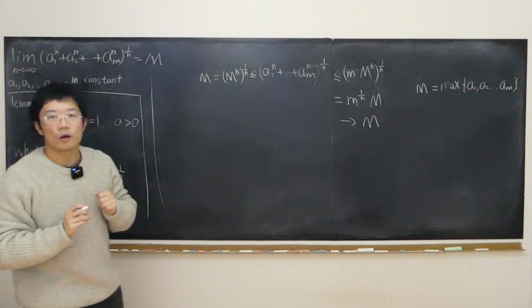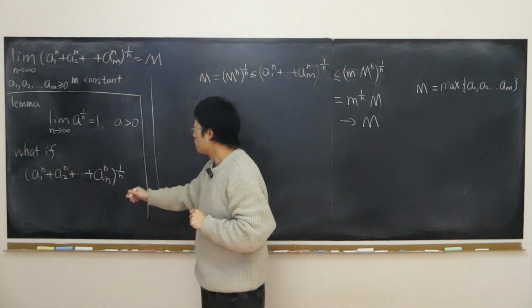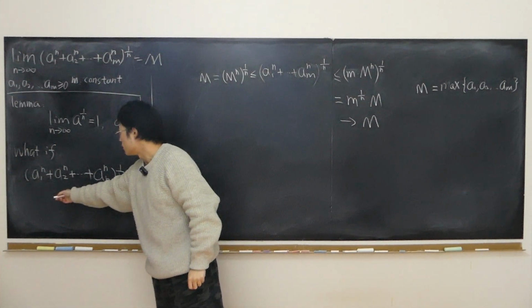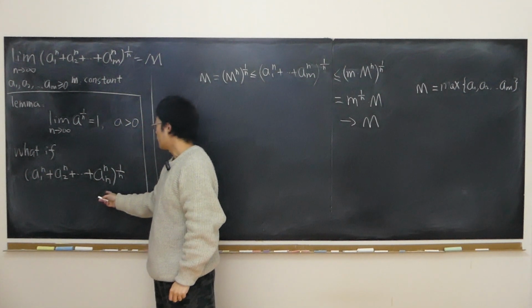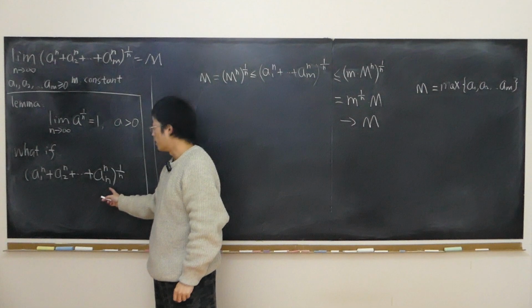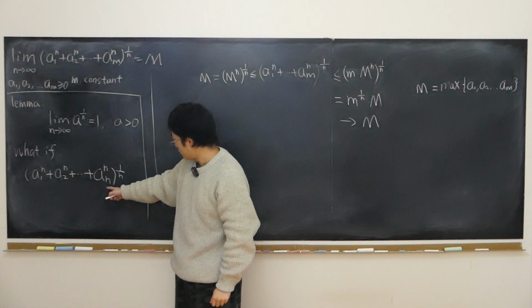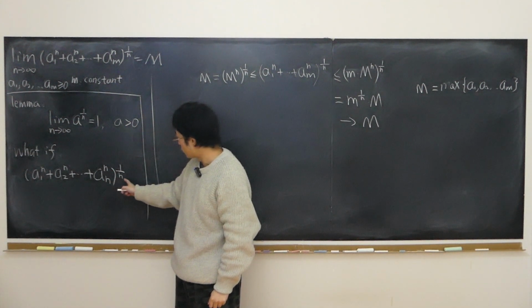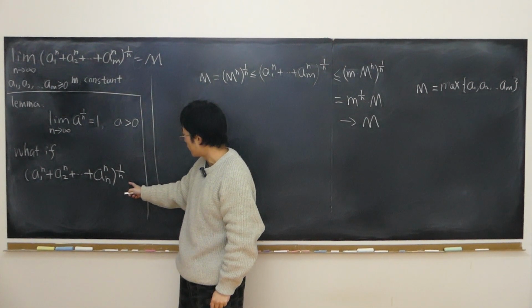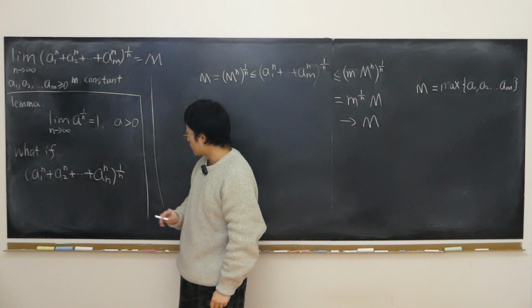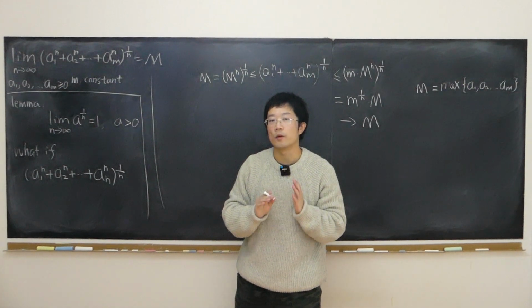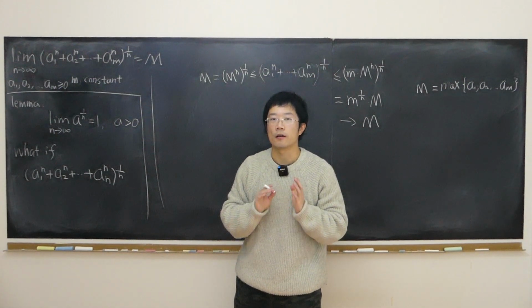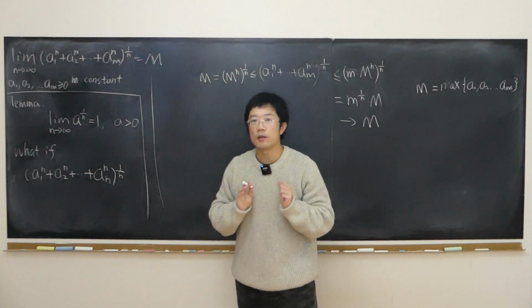Okay, now I want to know what happens if we have the following expression: (a1 to the power n plus a2 to the power n plus all the way up to an to the power n), where we have exactly the same subscript and power, quantity raised to the power 1 over n. Does this expression have a limit or not? If not, can we find a counterexample or counterexamples? Let me know in the comments.